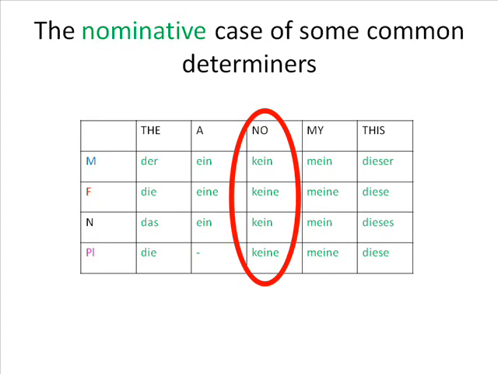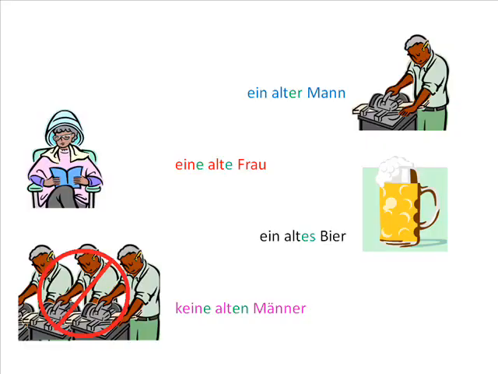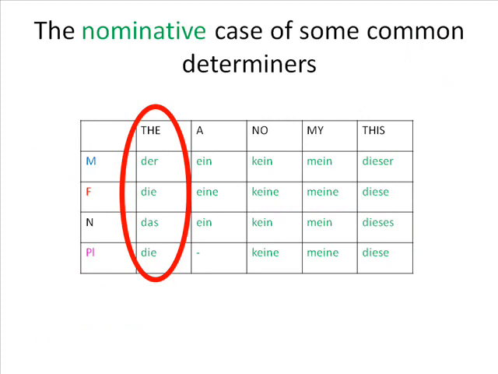After ein or kein, the adjectives decline with the following endings: er for masculine, e for feminine, es for neuter, and en for plural. So you get ein alter Mann, an old man, eine alte Frau, an old woman, ein altes Bier, an old beer, and keine alten Männer, no old men.